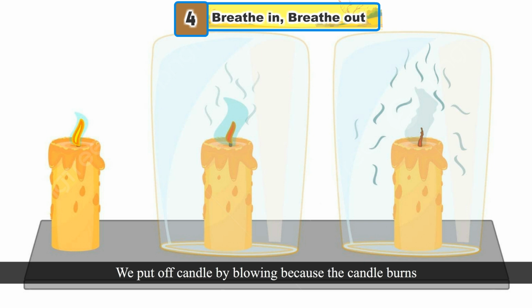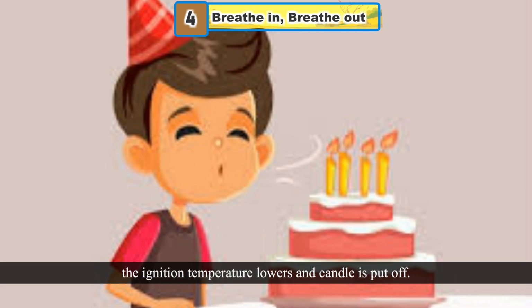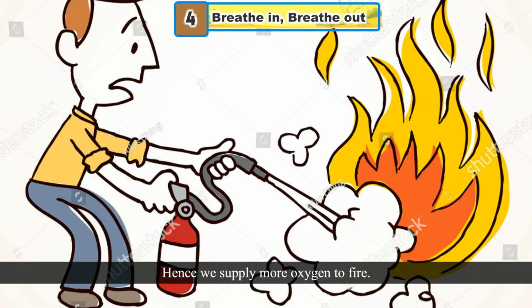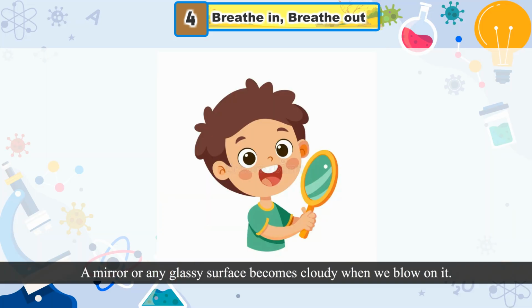We put off a candle by blowing because the candle burns at a particular temperature called ignition temperature. When we blow air on it, the temperature lowers and the candle is put off. On the other hand, when we blow on burning wood, we are pushing the atmospheric air towards the fire. The atmospheric air contains oxygen. Hence, we supply more oxygen to the fire. Oxygen helps in burning, therefore, blowing on burning wood keeps the fire going.